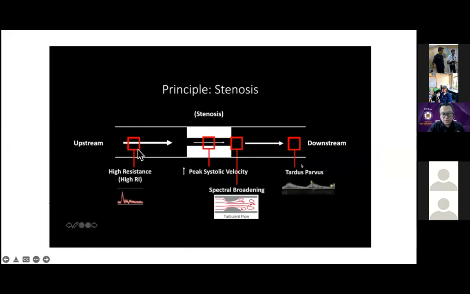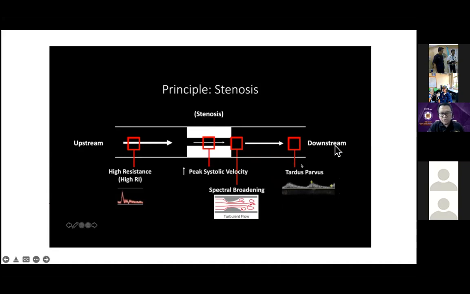So when we put our pulse wave Doppler, you might see the high resistive index in the proximal area. And when we put it at the stenosis itself, you might see very high PSV, peak systolic velocity. And of course, if you put the spectral Doppler here, you might see spectral broadening, the very wide opening of the EDV itself. But more interesting is when we put it distal, which is the point that we need to do. You can see what they call the tardus parvus waveform, at the distal or downstream.